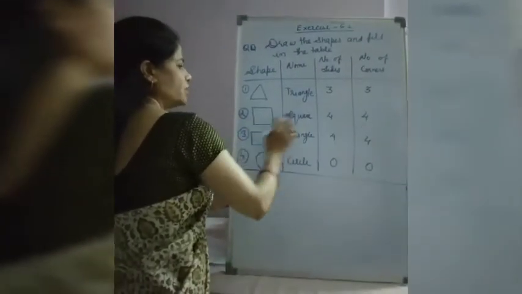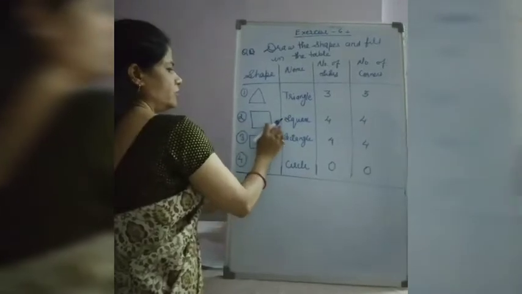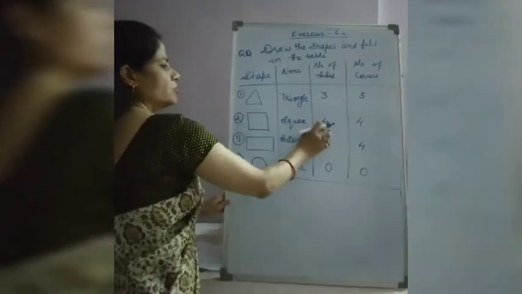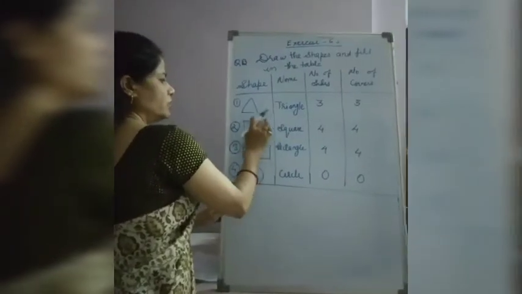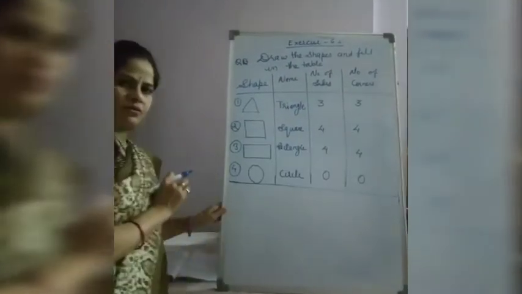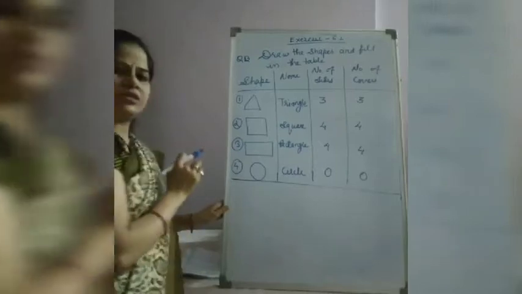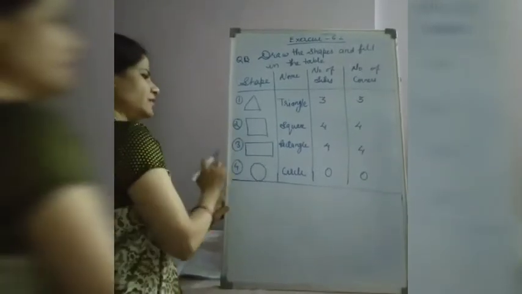Then number of sides. How many sides? 1, 2, 3, 4. So write 4. Then number of corners. 1, 2, 3, 4. So write 4. Now next shape is rectangle.